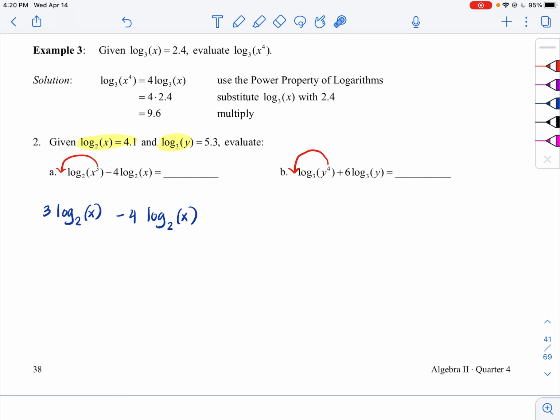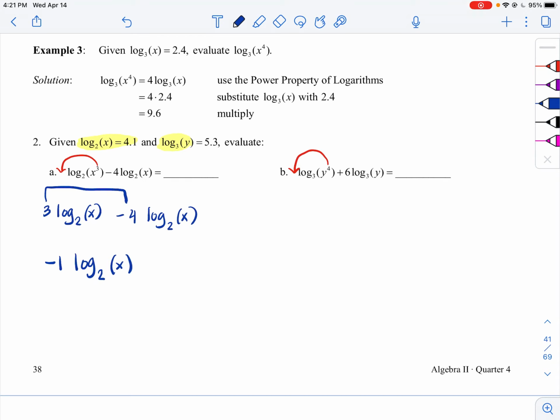So we are subtracting this and this. But what do you notice? Do you notice that the log over here, this term and this term, they're the same, aren't they? We call them like terms. So think of it as 3x minus 4x. If that was 3x minus 4x, we would say the answer is just negative x. So I can subtract these two numbers because these are like terms. So I can just say 3 minus 4 is negative 1 log with a base 2 of x.